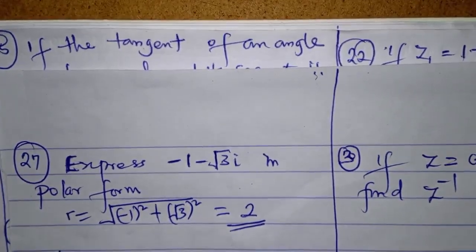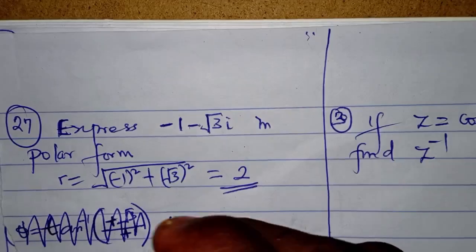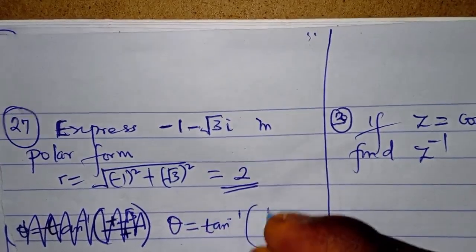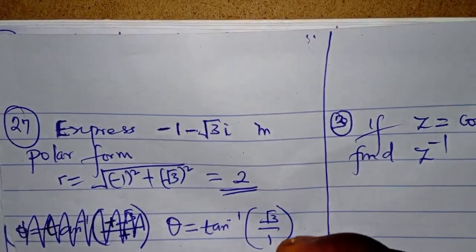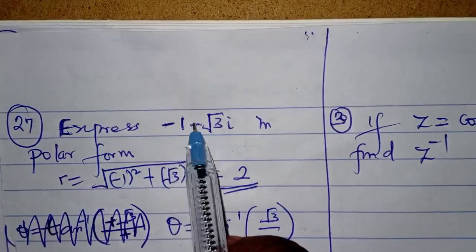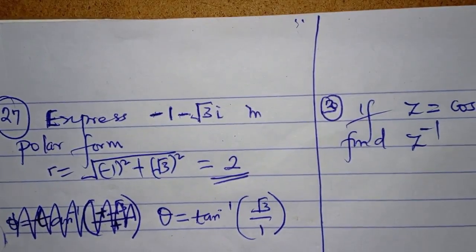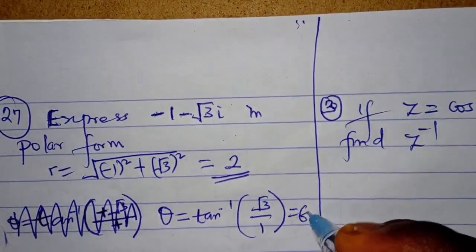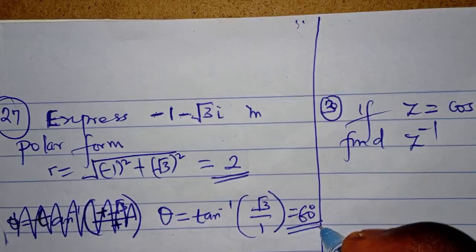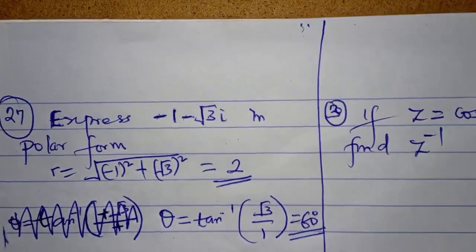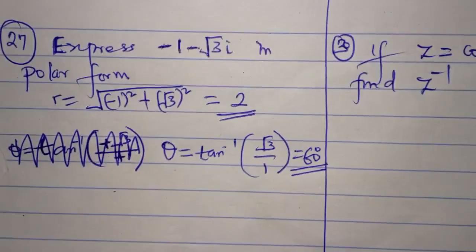But let's see if the argument will still be 60 degrees. Theta is the tan inverse of root 3 over 1. I did not pick the minus. Okay, that's how to do it. The tan inverse of root 3 is actually 60 degrees, like we saw before. But this is not the angle I'm going to use. See the reason why I say so.